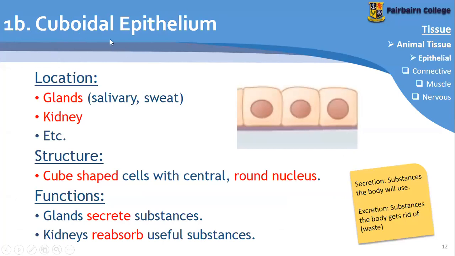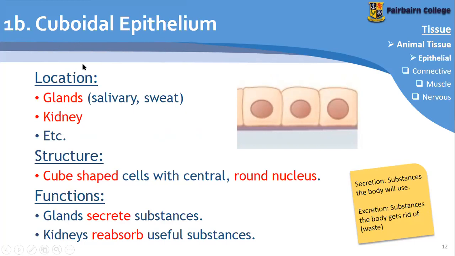Then cuboidal epithelium, as the name might suggest, is cube-shaped epithelium cells. So where do we find this? We find this in glands. Glands are areas of the body where things are secreted, for example the salivary and sweat glands. We also find cuboidal epithelium in the kidneys. Also elsewhere, but these are the two that we focus on. As for structure, they are cube-shaped cells with a round nucleus. In this case, the nucleus is round and not oval.